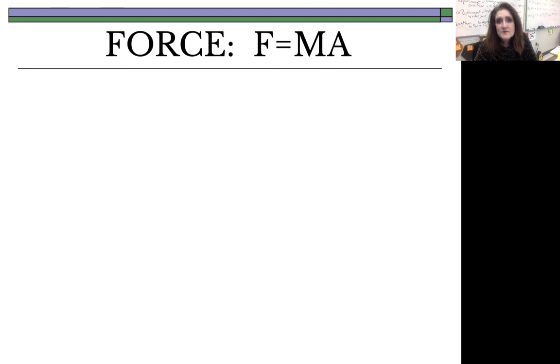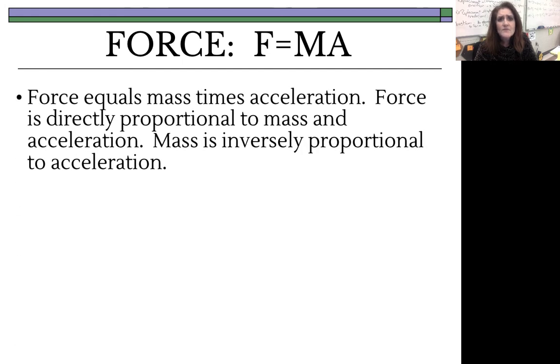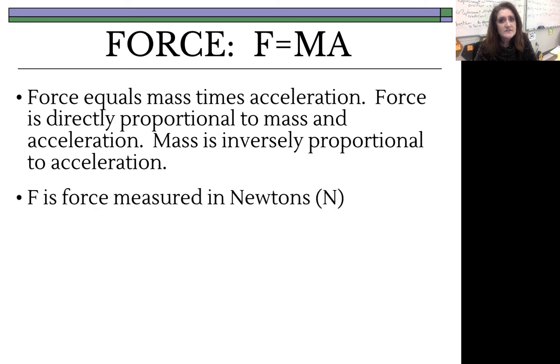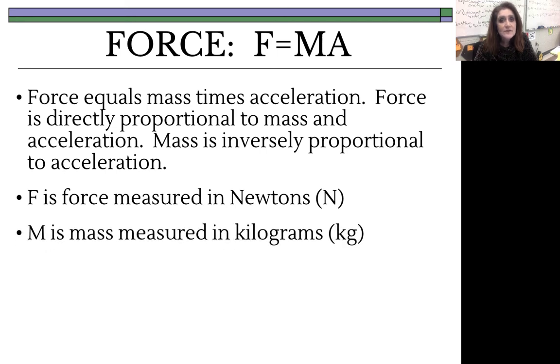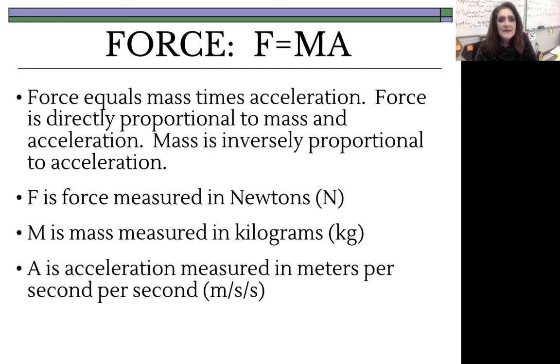The equation that we're going to be using is F equals ma. So on your formula sheet, you're going to want to add a box for force. F equals ma. Force equals mass times acceleration, where force is directly proportional to mass and acceleration, but mass is inversely proportional to acceleration. F is force measured in newtons, abbreviated N. M is mass measured in kilograms, kg. And A is acceleration measured in meters per second per second, or m/s/s.